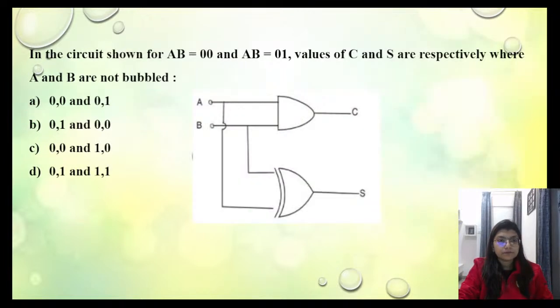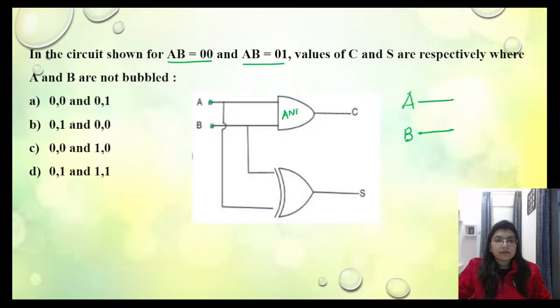Next question. Now, in the circuit shown, in this circuit given to you, AB equal to 00 and AB equal to 01. So with the values of AB as 00 and AB as 01, you have to find the values of C and S, where A and B are not bubbled. So basically they have shown this is bubbled, this is not bubbled, this is a simple input. This is not bubbled, and this is your AND gate and this is your XOR.